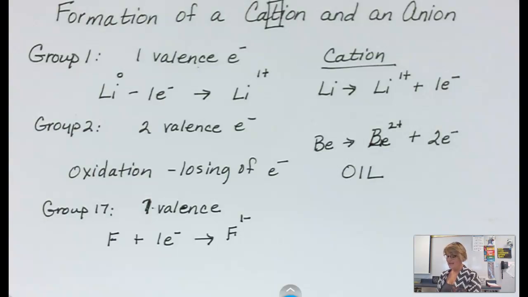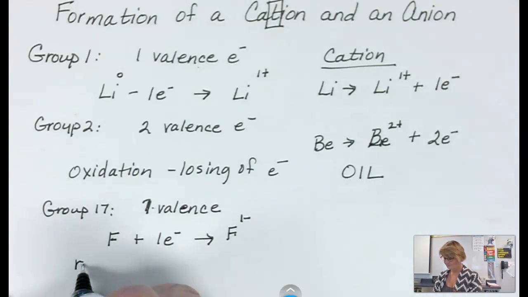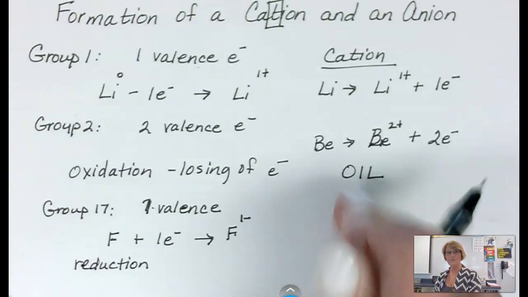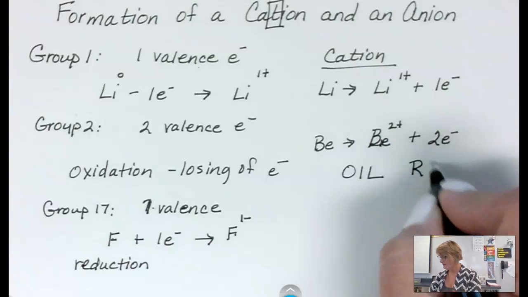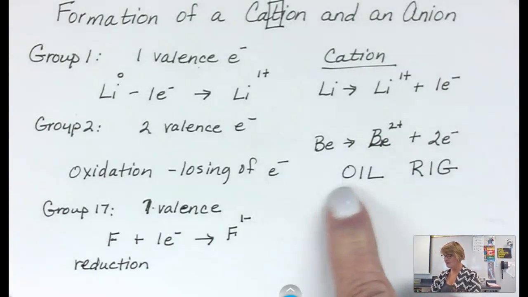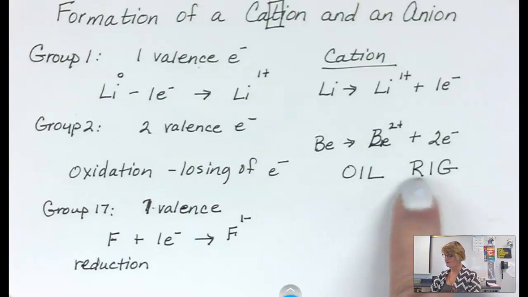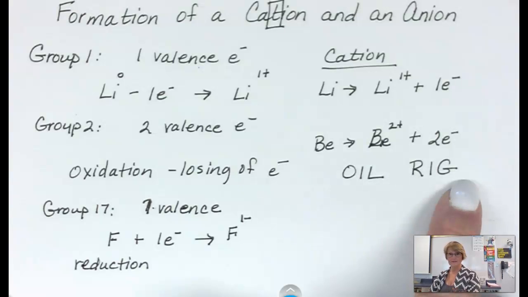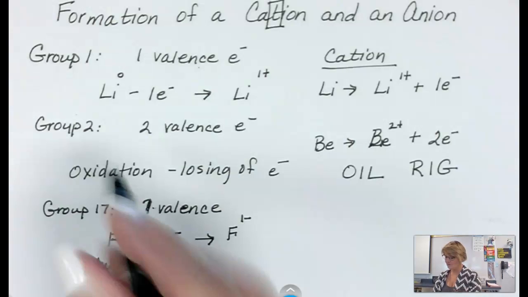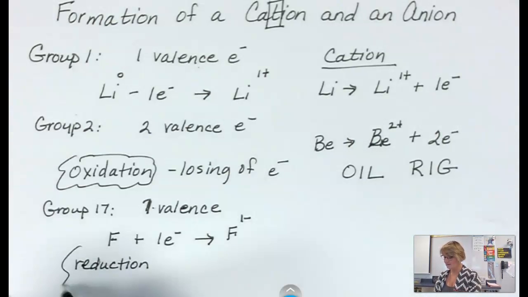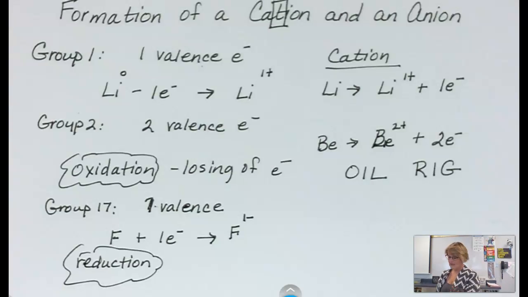When we do the gaining of electrons, we call that reduction. If you think of OIL RIG, oxidation is the losing of electrons. Reduction is the gaining of electrons. So remember the difference between oxidation and reduction. We'll do one more of these that is a reduction.